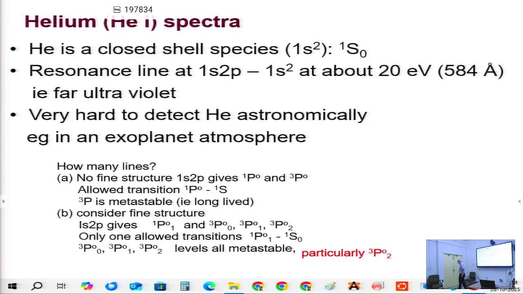What's called the resonance line in these atoms is the first allowed transition, the longest wavelength or lowest frequency. The resonance line in helium involves exciting a 1s electron to a 2p electron, and it's quite high up. It's about 20 electron volts or 584 angstroms. That's actually off the top of most space telescopes because they tend not to go that short in wavelength. So it's far ultraviolet. It's quite difficult to see astronomically.